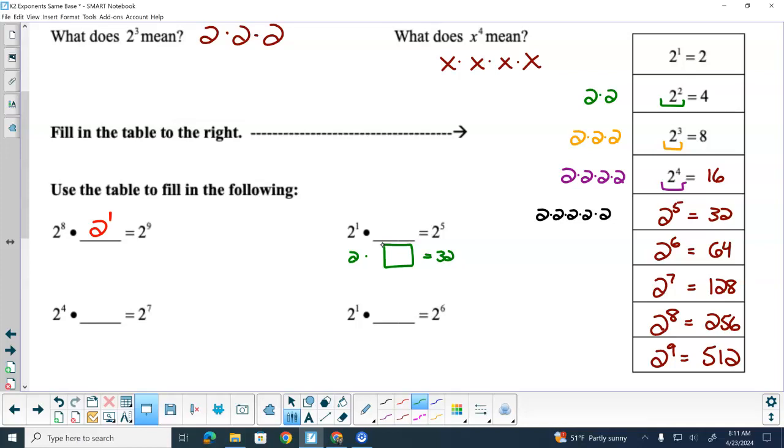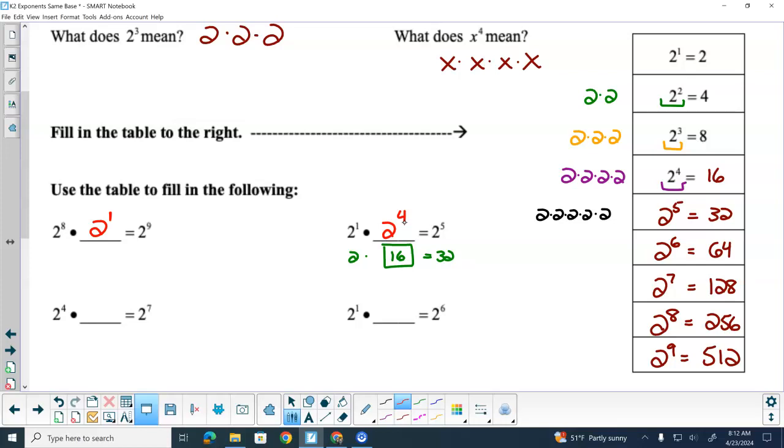$16. Okay? So 16 would go in here, right? Where does 16 fall on our chart? 2 to the 4th power. This is 2 to the 4th power. So 2 to the 8th power times 2 to the 1st power is 2 to the 9th power. 2 to the 1st power times 2 to the 4th power is 2 to the 5th power.